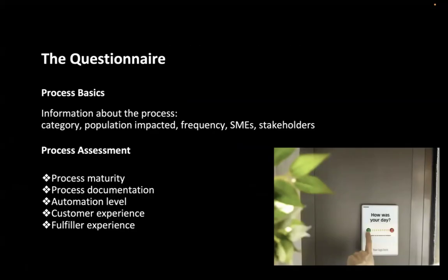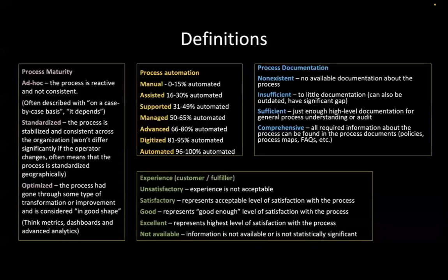It's all those things that are critical for you when you're working on a specific process, and we prefer to have them in one spot. And what exactly the process assessment is, it's a set of criteria which we narrowed in on: process maturity, process documentation, automation level, customer experience, and fulfiller experience. Those are the things that we feel are critical for us.